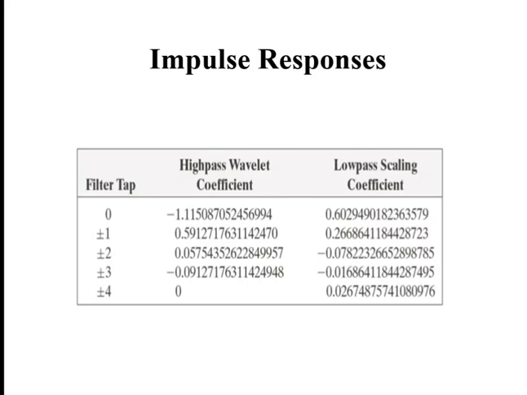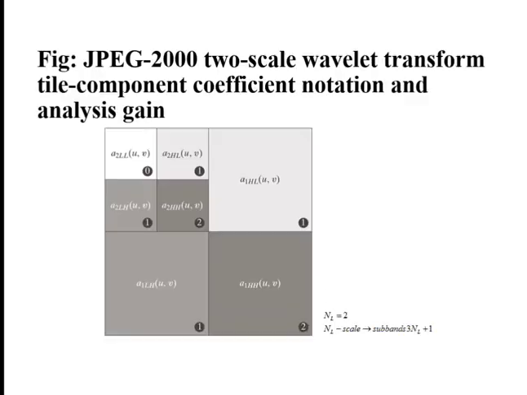The notation of the JPEG 2000 standard is summarized for the case of NL equal to 2. A general NL-scale transform contains 3NL plus 1 subbands whose coefficients are denoted a_b, for b equal to NL LL, NL HL, through 1 HL, 1 LH, 1 HH. The standard does not specify the number of scales to be computed. To reduce the number of bits needed to represent the transform coefficients, a_b of subband b is quantized to the value q_b using the formula q_b is equal to sign of a_b times floor of magnitude of a_b divided by delta_b.